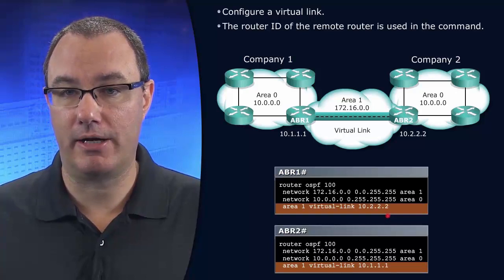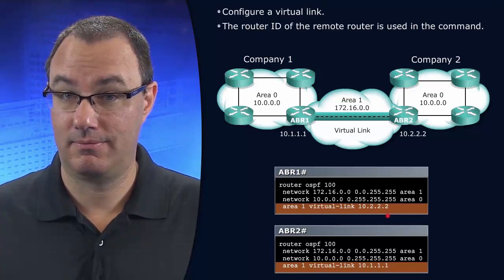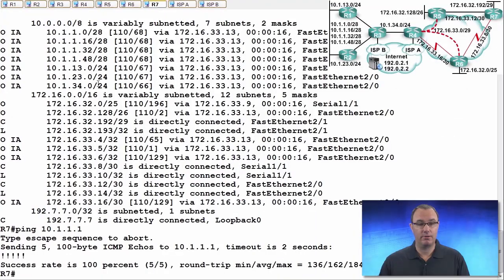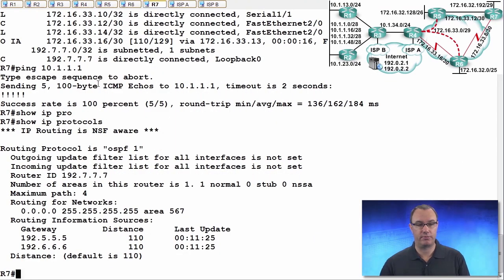So how do we view the router ID? Do you remember how we view the router ID? Well, we view the router ID with the show ip protocols command. The show ip protocols command, or show ip ospf, there are a lot of different ways of doing it.